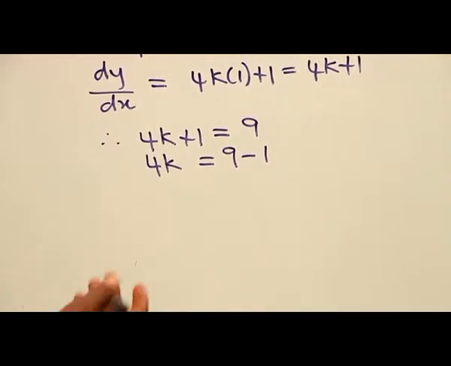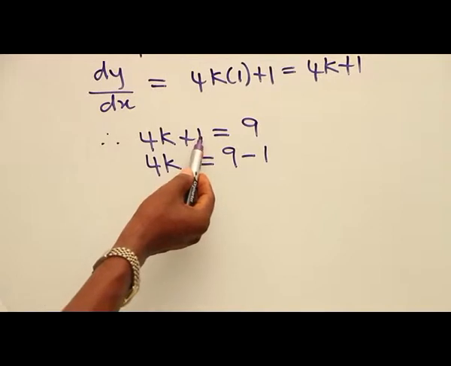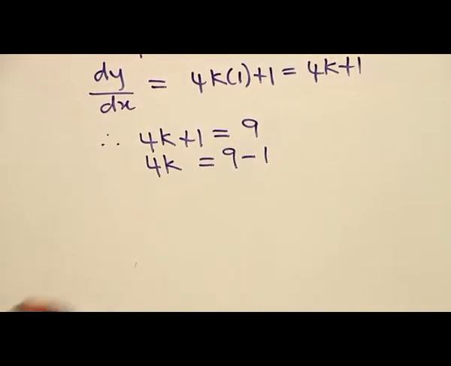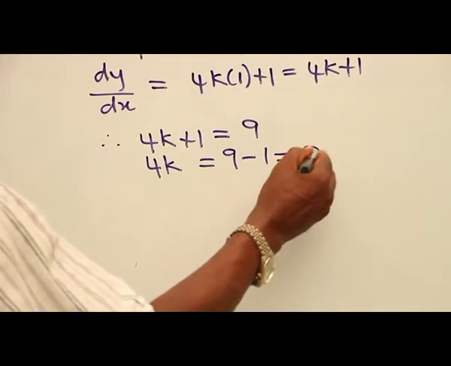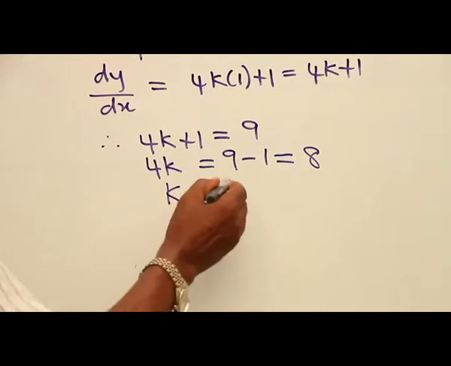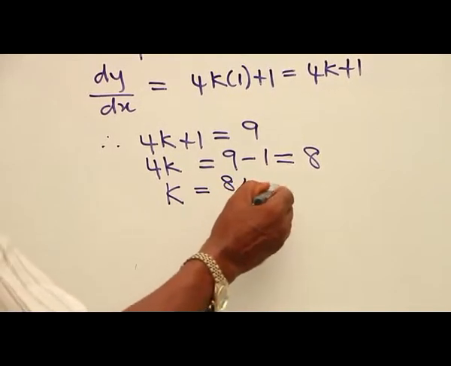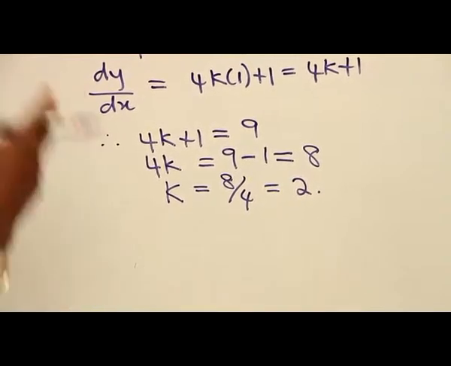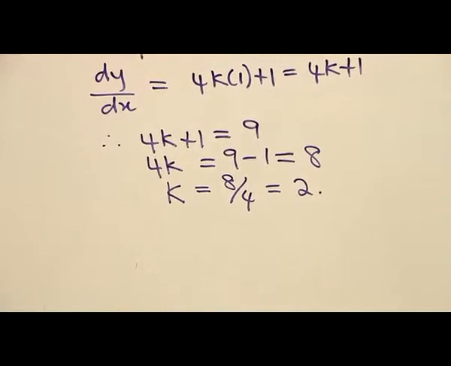And of course, using the balance method, it means that you subtract 1 from both sides, and you now have 4k equal to 9 minus 1, which will be equal to 8. So finding k, divide both sides by 4 to give you 8 all over 4, and the value is equal to 2. So you will find the value of k using this process.